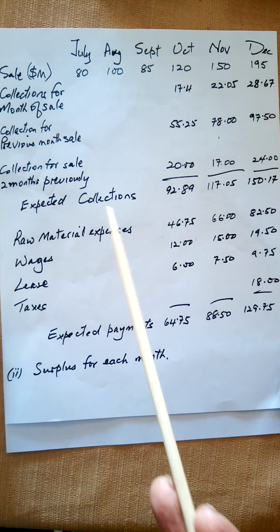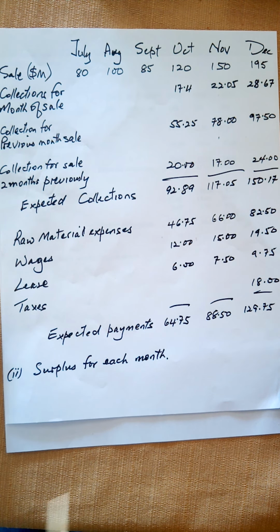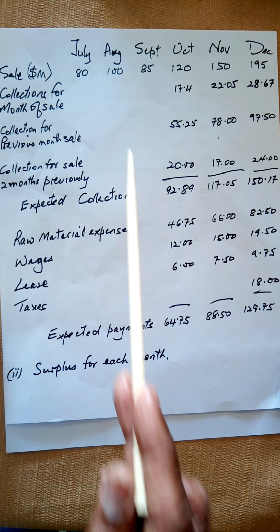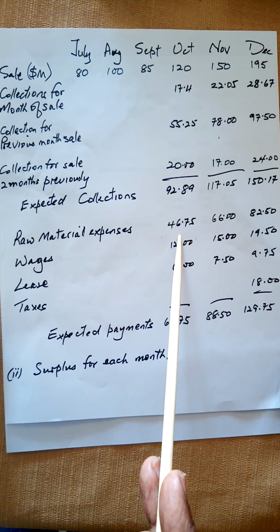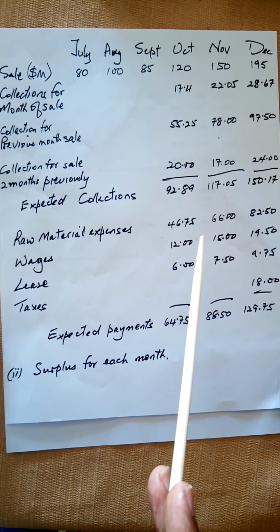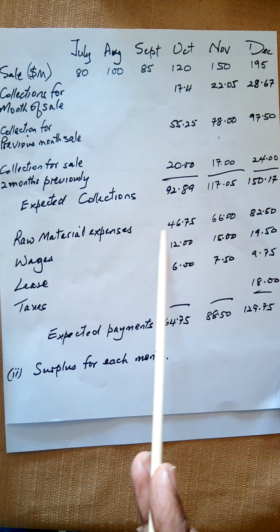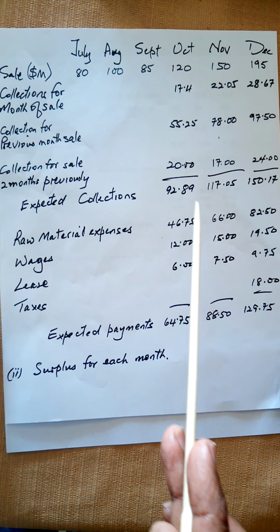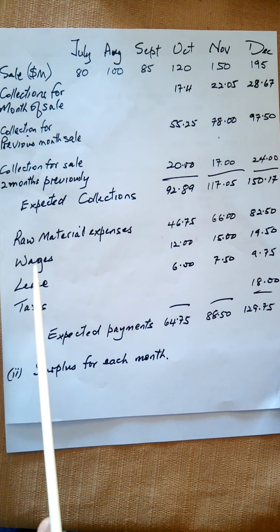For the raw material expenses, we are told the company gets credit from its suppliers, and so it will pay for September's raw material in October. So the check we draw in October to pay for raw material is for September's raw material. Same thing for November, we are paying for October's raw material. And in December, same thing. We are paying for November's raw material.